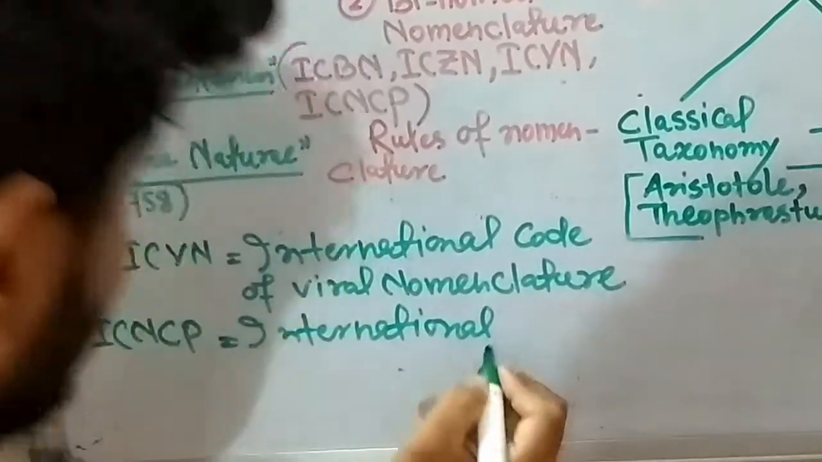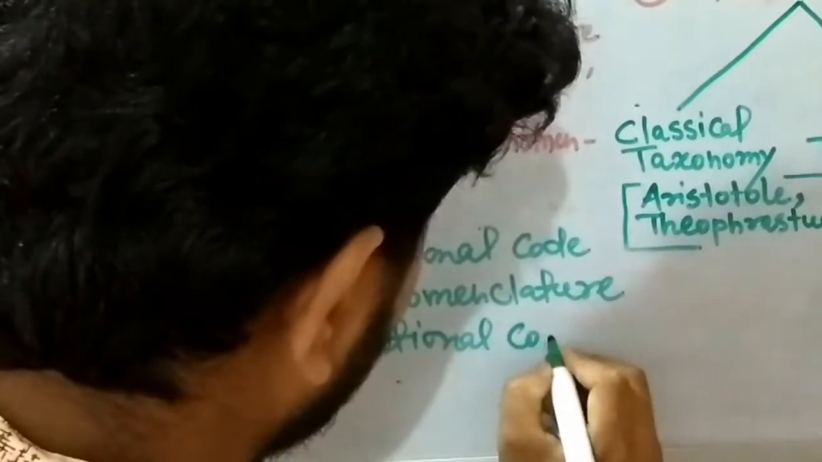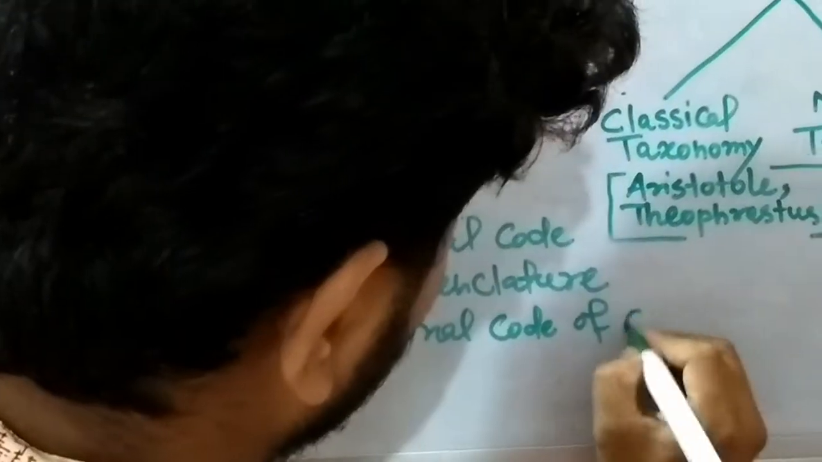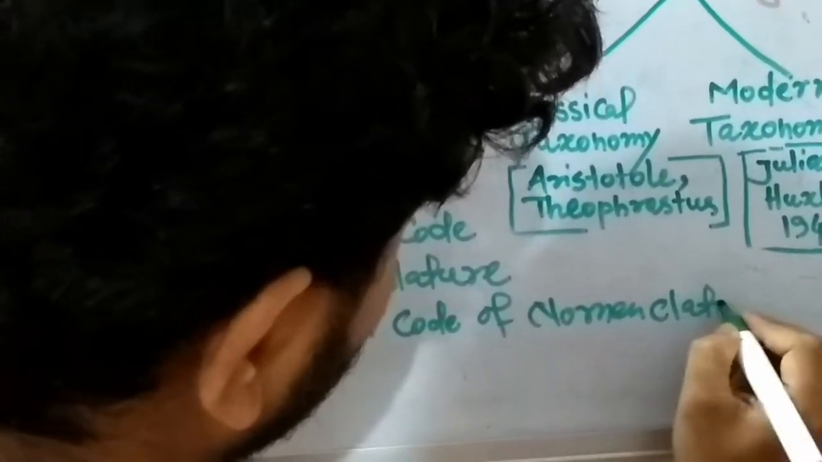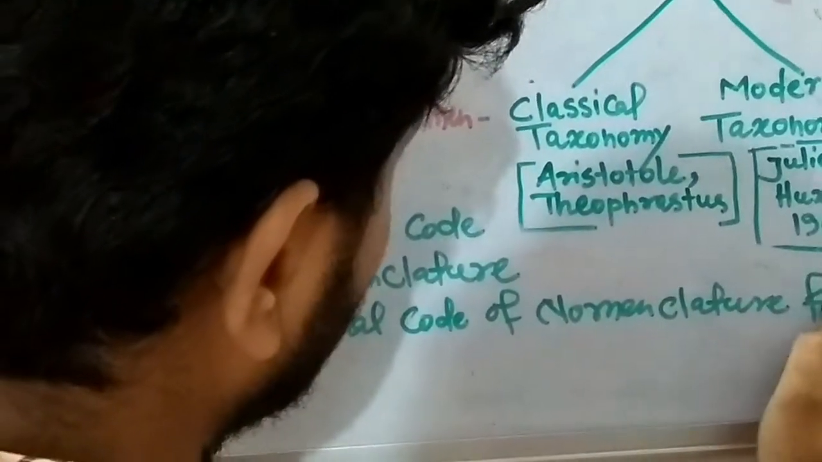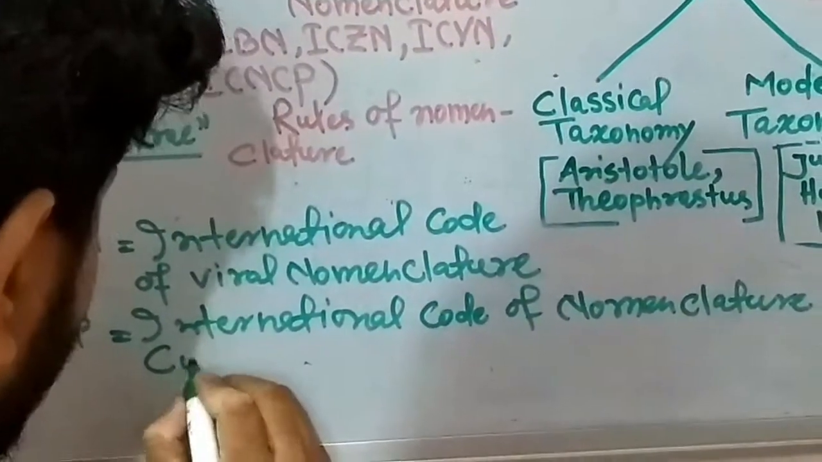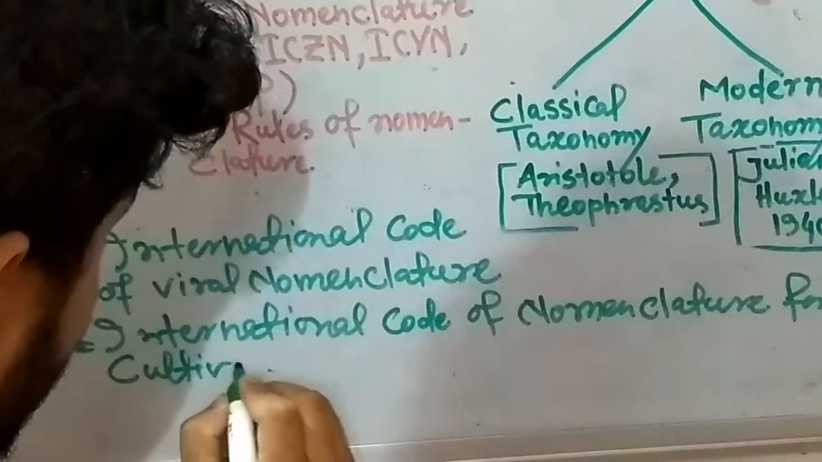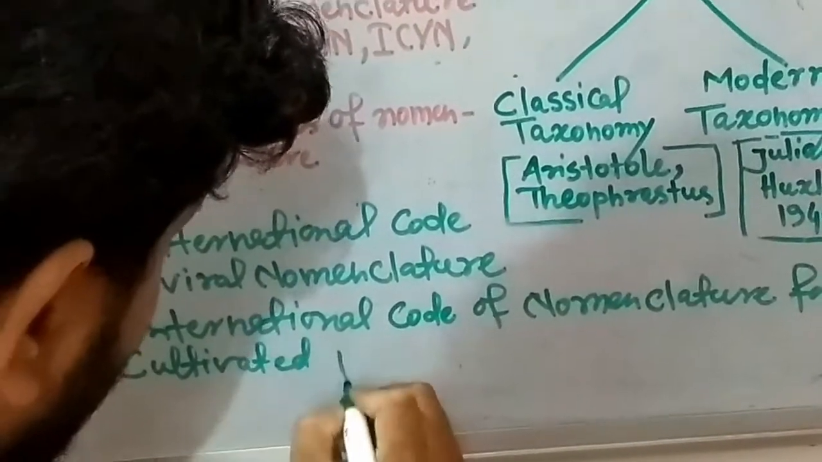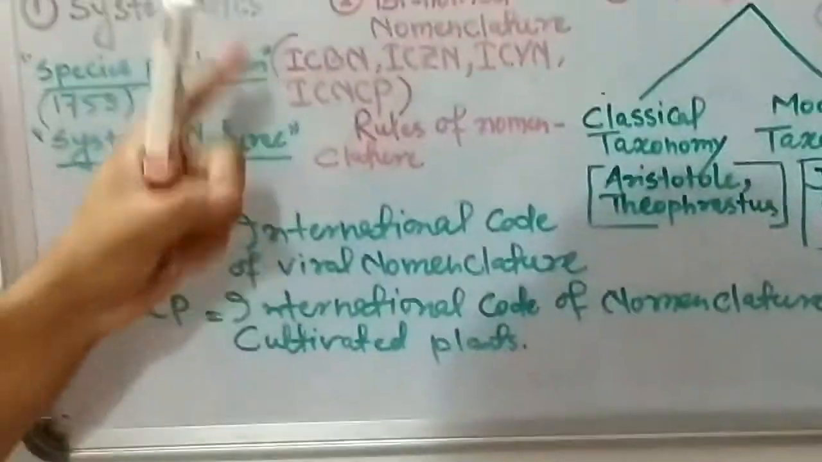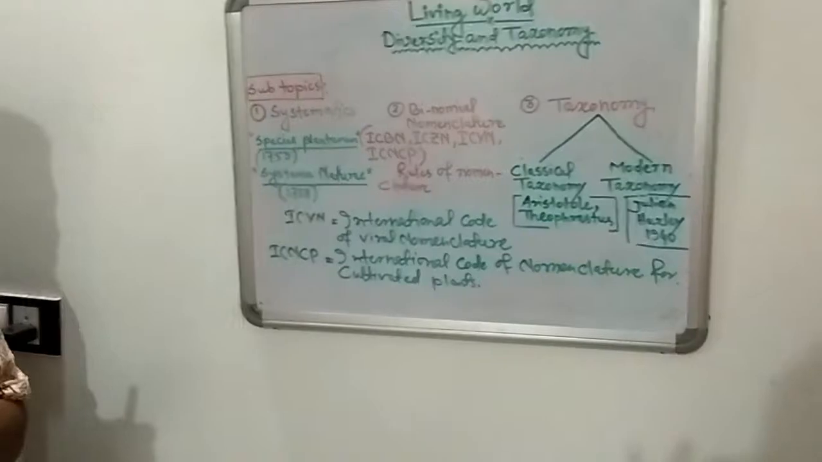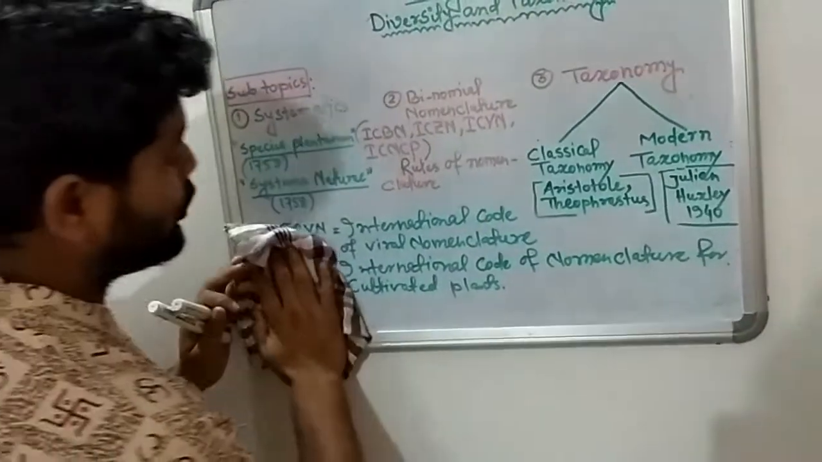International Code of Nomenclature for cultivated plants. Why am I writing these codes? Because these codes are often asked in your question paper of your board exam. Now let's see the rules.